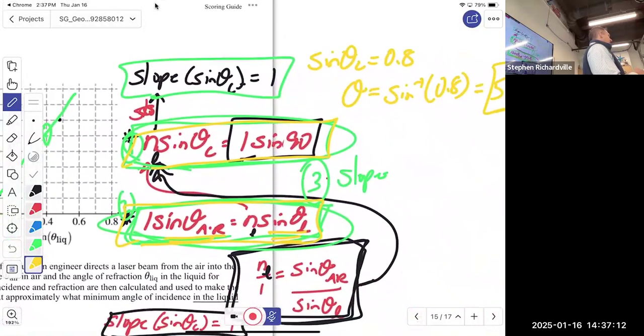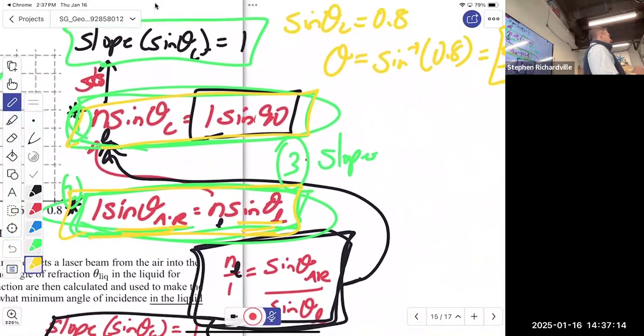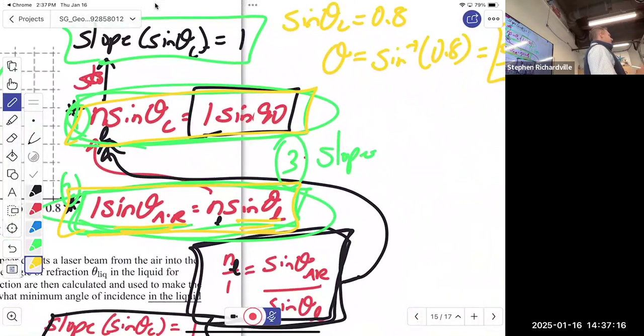Do you see why? Maybe? Oh, yeah, I had put 4. Yeah, okay. It's because, again, my n value is sine theta air over sine theta L, which is the slope. So my n value is the slope. So when I plug that in, from sine theta critical equals 1 over n, sine 90, that's why it's 1 over.